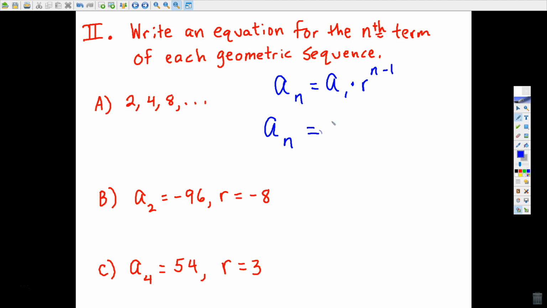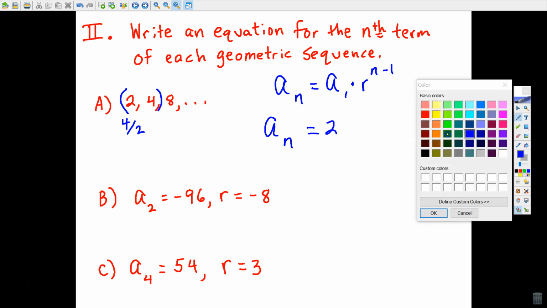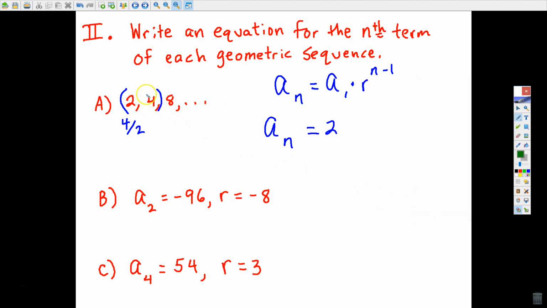So A sub n is going to be the first term, which is 2. I can see that. What I don't see right off the bat is R. They don't just come right out and tell me what R is, but you could probably tell what it is. And in cases where it's more complicated than this, where maybe you can't tell just by looking, you can always couple these together and then do a division problem of the second term divided by the previous. And if you can do that same thing all the way down and come up with the same result, you know that that number has to be R.